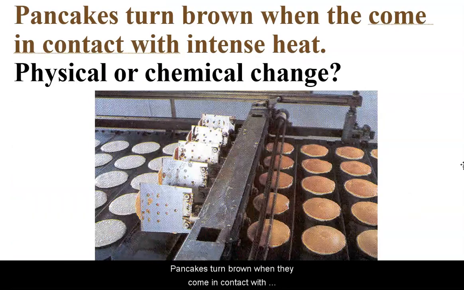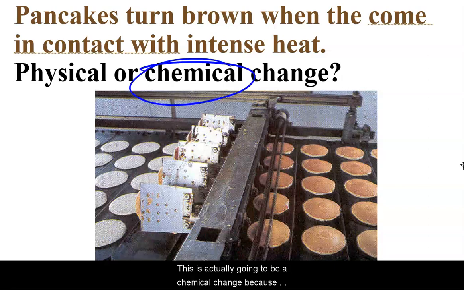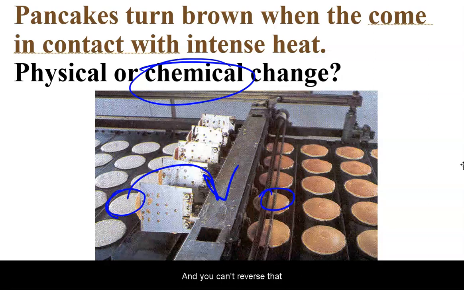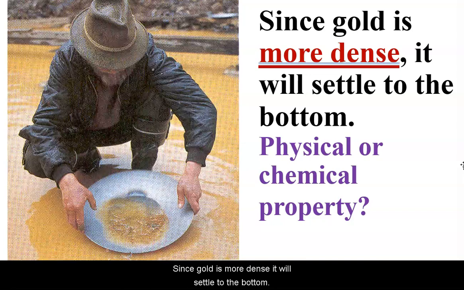Pancakes turn brown when they come in contact with intense heat. Is this a physical or a chemical change? This is actually going to be a chemical change because you go from this liquid batter into a nice toasty pancake, and you can't reverse that. So it's changed indefinitely.